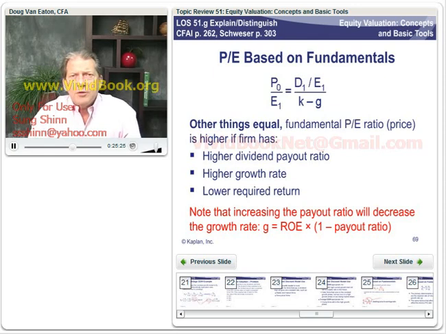So, other things equal, the higher the dividend payout ratio, the higher the growth rate, and the lower the required return, the higher the PE.